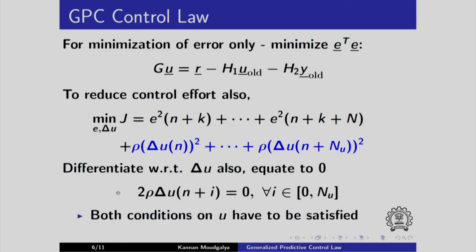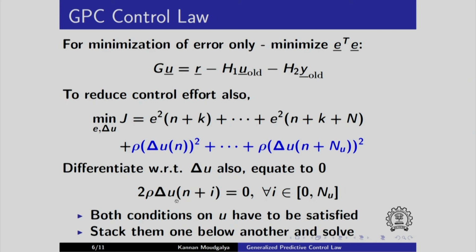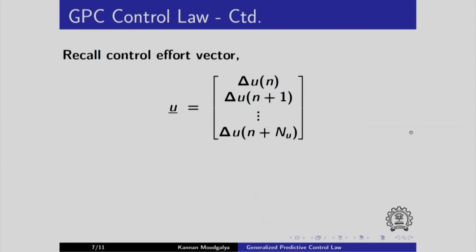Both conditions on U have to be satisfied, namely this condition which minimizes E transpose E and the second one that minimizes delta U. We have to stack these one below another and solve. We have delta U here, but we have underscore U here. So how do we combine these two? Recall the definition of U underscore. It already has delta U terms. We can see it in the next slide.